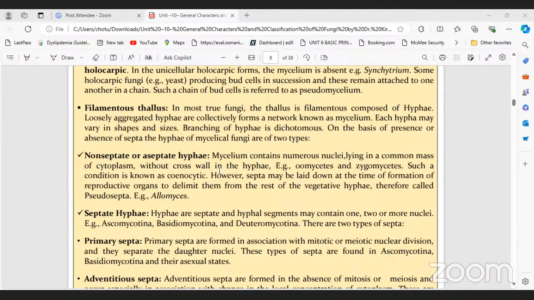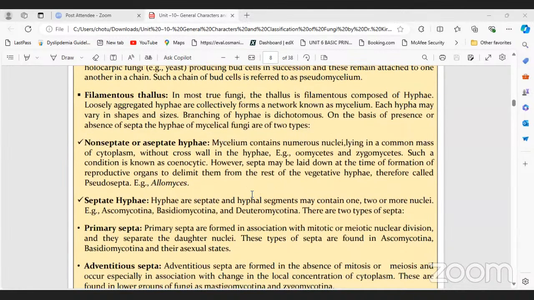They are without cross walls in the hyphae, for example the oomycetes and zygomycetes. This is the non-septate one. Another thing: that condition is called the coenocytic condition. Very, very important. What condition? That condition is called the coenocytic condition.